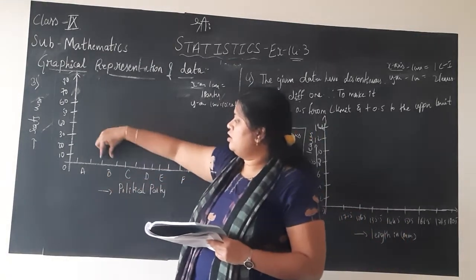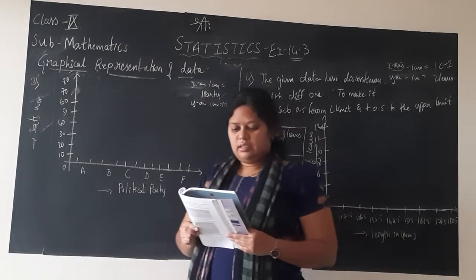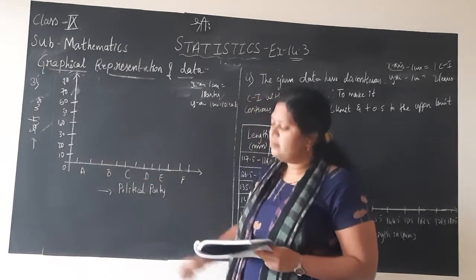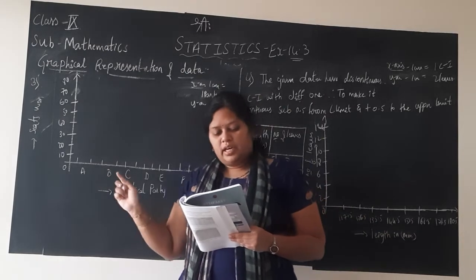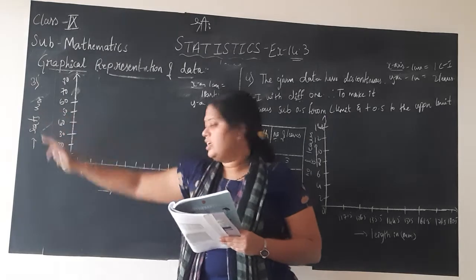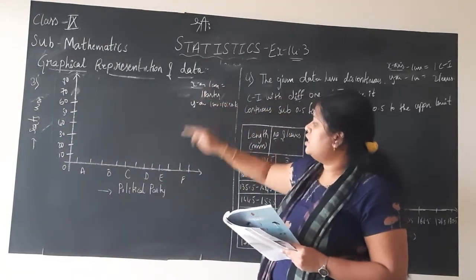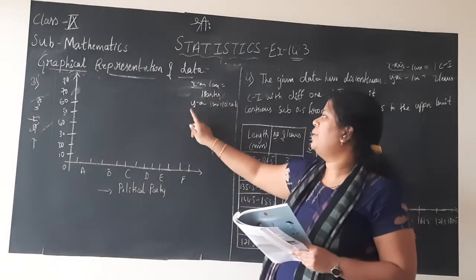Draw a bar graph, children, leaving 1 centimeter gap in between the bars. The seats they have given have to be plotted along the y-axis. Along the x-axis, 1 centimeter is one political party, and don't write simply party.